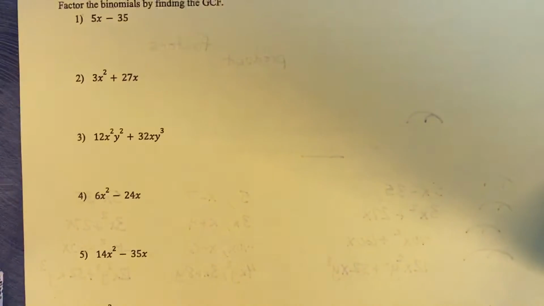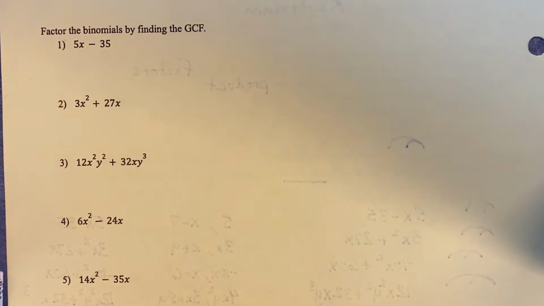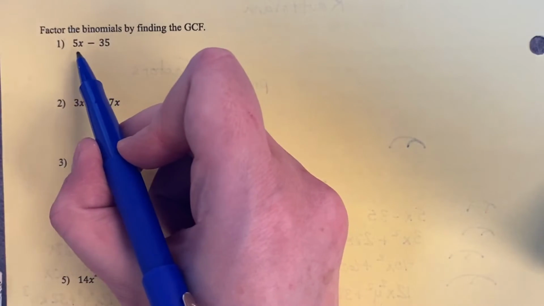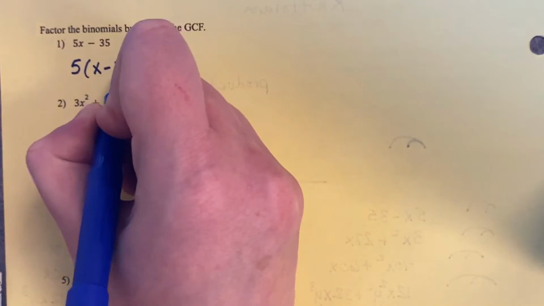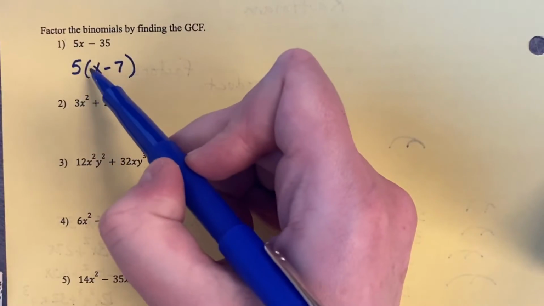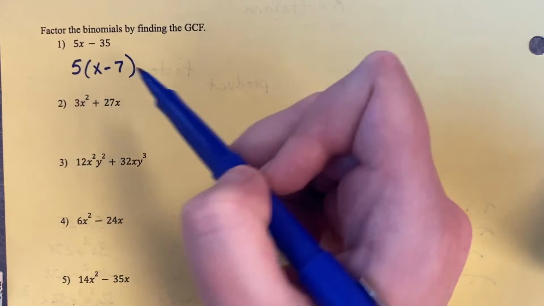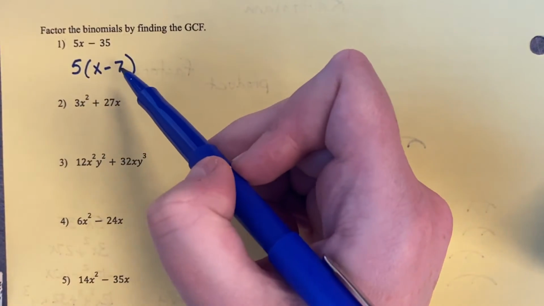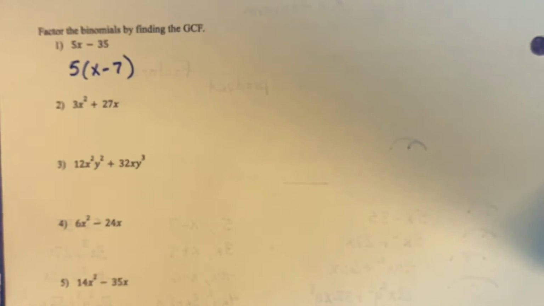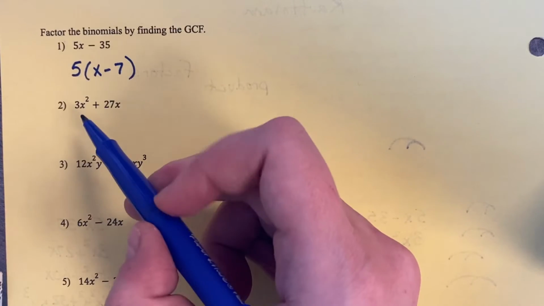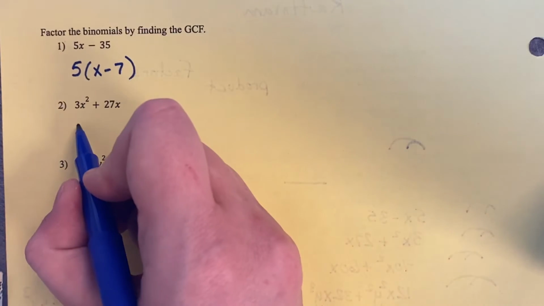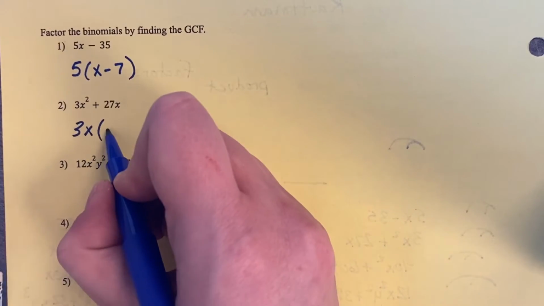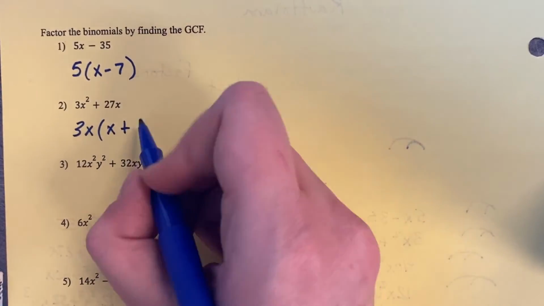Now let's try some examples on the back without doing the greatest common factor bit. What's in common between a 5x and a 35? Just a 5. 5 divided by 5 is 1, and there's 1x left over. 35 divided by 5 is 7. What's in common between a 3x squared and a 27x? A 3x. x plus 9.